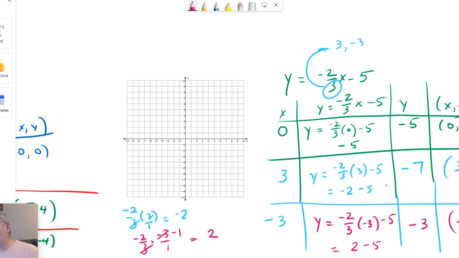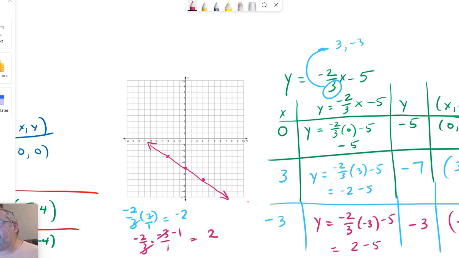So those are the 3 points I'm going to plot. 0, -5. You see it's no longer at the origin. It's based kind of where that value is. That's going to be a hint for later lessons. So we got 3, -7 right there. And then we got -3, -3. You notice those points line up nice and straight. And then I just draw my line straight through those, and that's the graph.